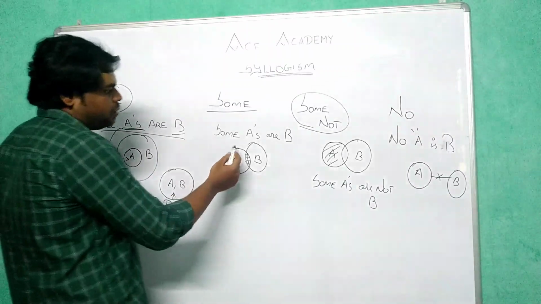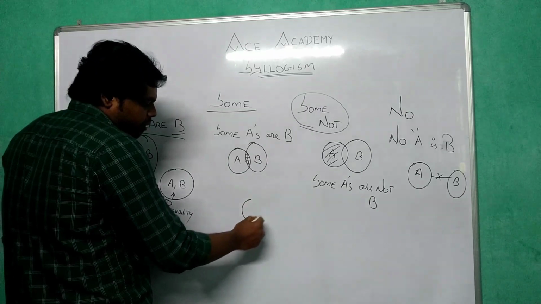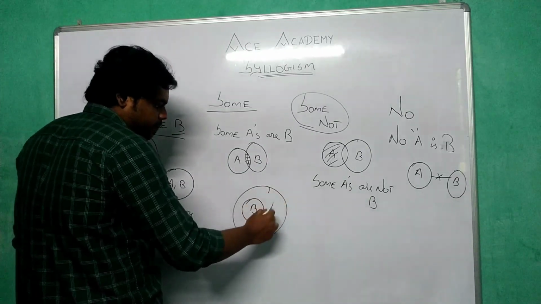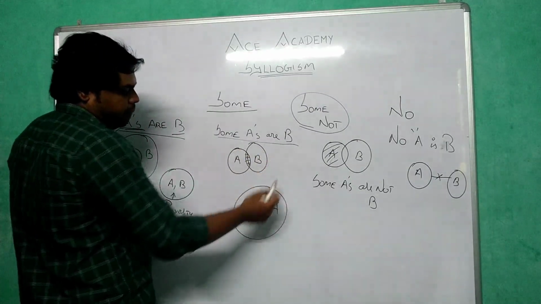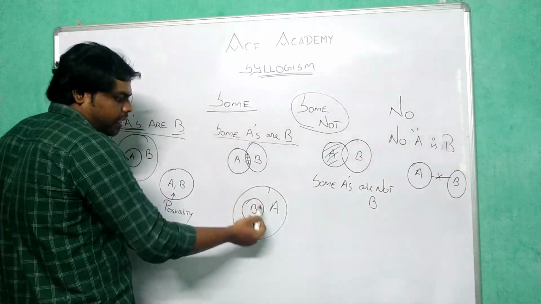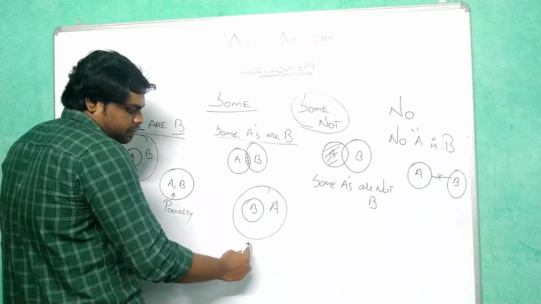So moving on to some A's are B. In some A's are B, we will be drawing like this. This would be the some A's are B. For example, in a complete part of A, some part of A is B. This is what the possibility diagram means.